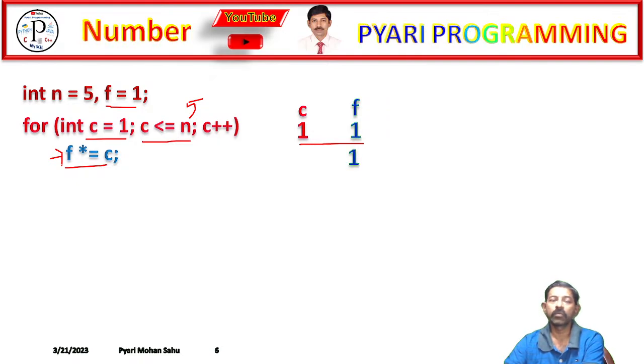So that's why F is 1 again. After that, C++, C will become your 2. Now 2 is less than n, true. After that, 2 into 1 is your 2. So F becomes your 2.